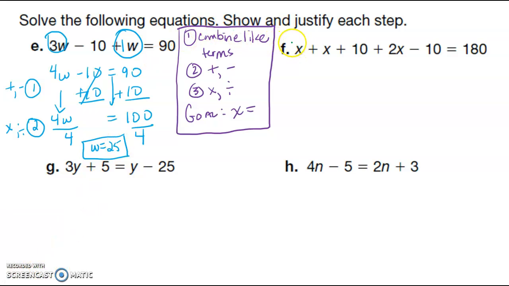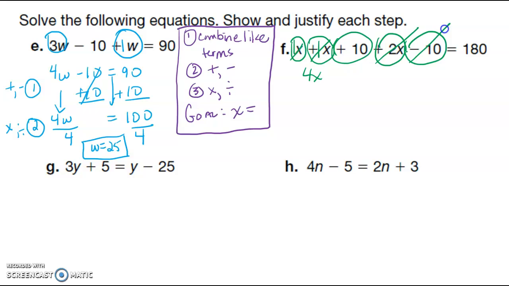Okay, over here, let's see, we have 1x plus 1x plus 2x. So 1 plus 1 is 2, plus 2 is 4x. Those are all going to go away. And then I have plus 10 minus 10. So those cancel, and I get 4x equals 180. This is a one-step problem. 180 divided by 4 is 45.